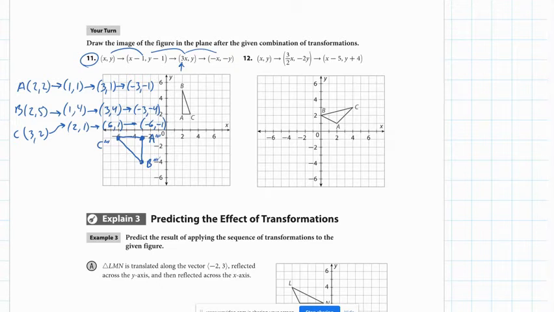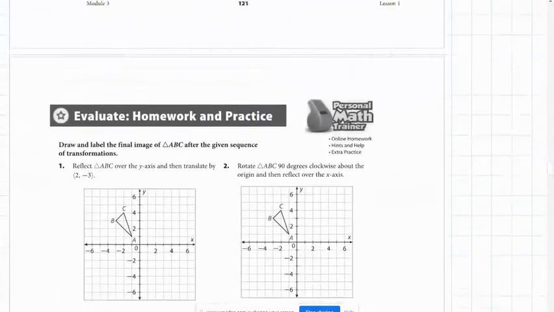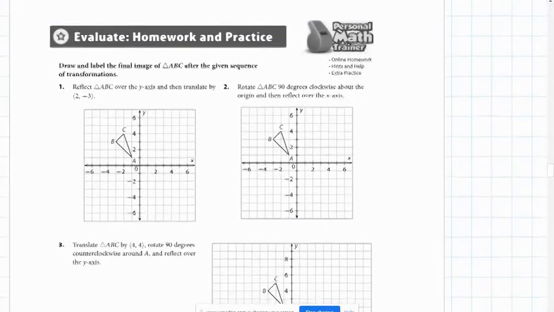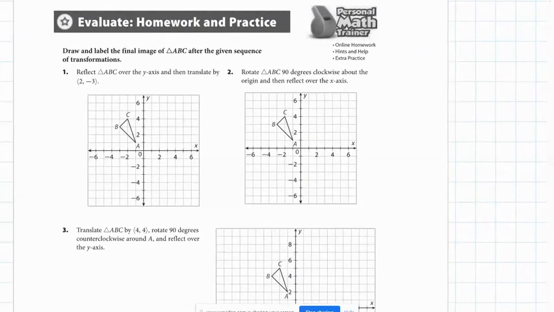Now let's go on to the exercises section, which starts on page 122. We'll do problem 2 together. It says rotate the figure 90 degrees clockwise about the origin and then reflect over the x-axis. So if I rotate this point 90 degrees clockwise, point A ends up here.